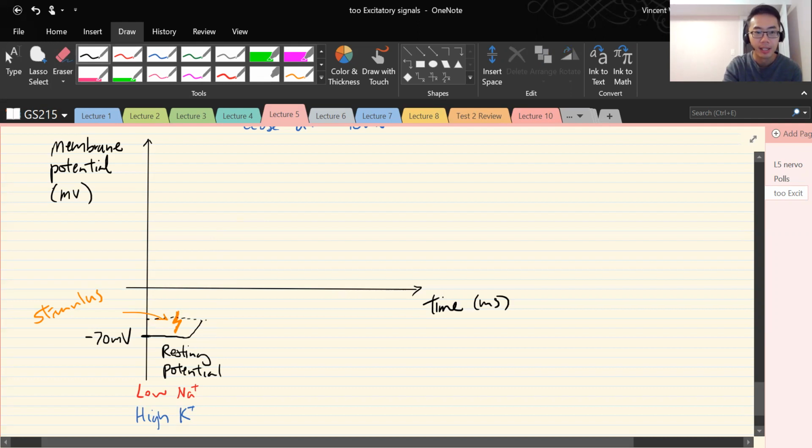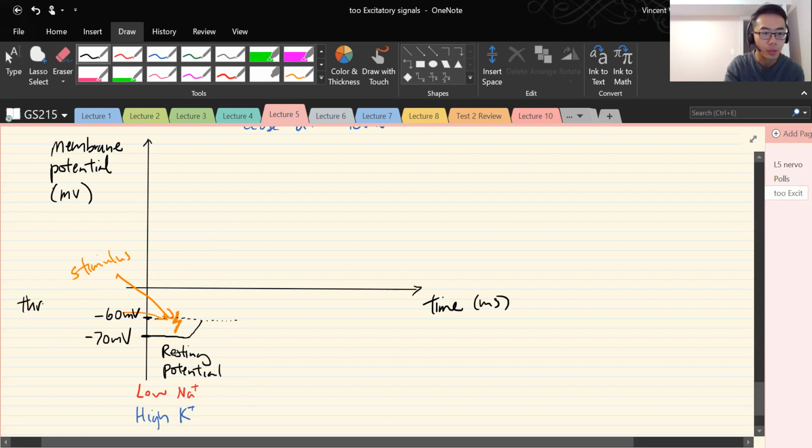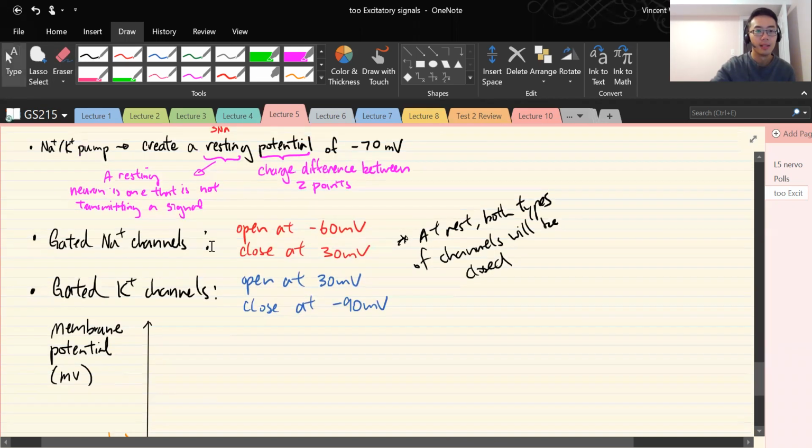And then there is a threshold, right, at negative 60 millivolts. Let me put it here, stimulus. So minus 60, this is called the threshold potential. At negative 60 millivolts, do you remember what event takes place? At minus 60 millivolts, that is the time for the sodium channels to open, right?